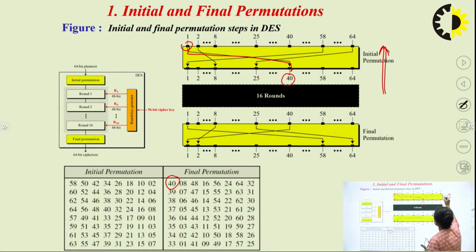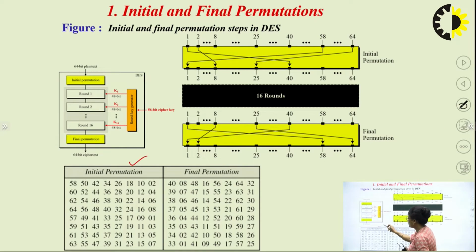Similarly, let us take the example of the second position. In the second position, what is coming? The 8th input. Similarly, the entire table is drawn. Thereby we have two tables, the initial permutation and the final permutation. When you are going for encryption, from top to bottom, you use this table, and when you are going from bottom to top, or decrypting, you use the final permutation.